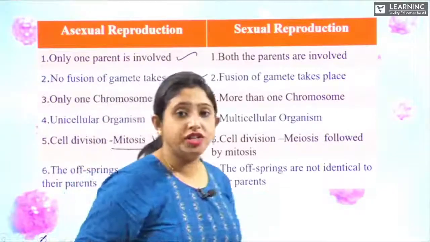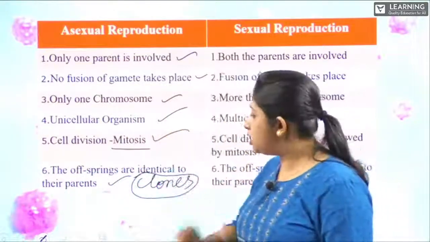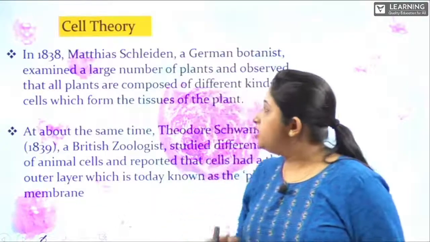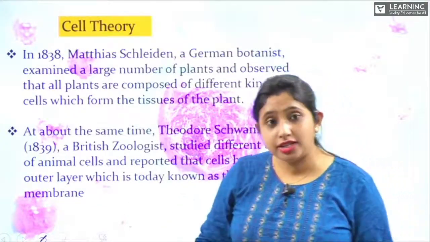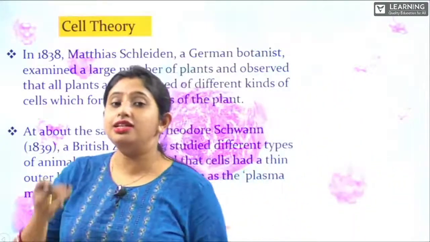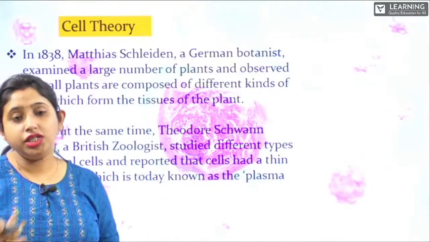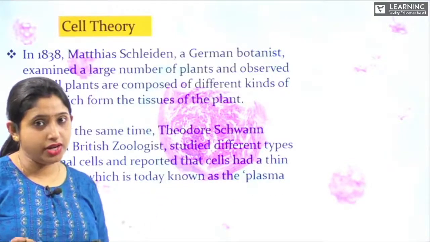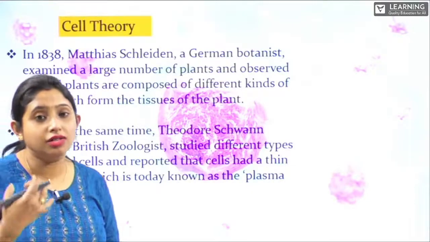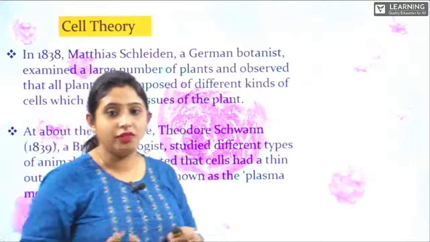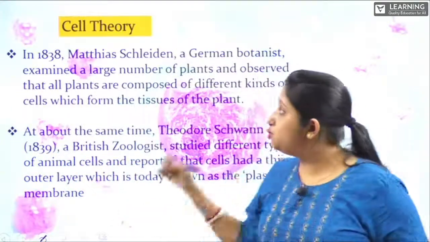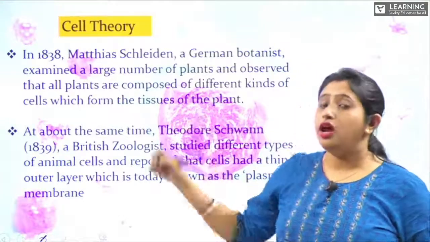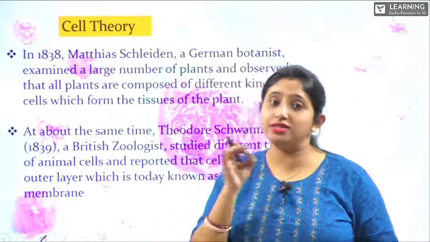So here the offspring are not identical to their parents. Next, let us move into the next topic, that is the cell theory. Till now you have seen who discovered the cell, where you learned how the cell was discovered and who discovered it. Now let us move into the cell theory. Who proposed the cell theory?